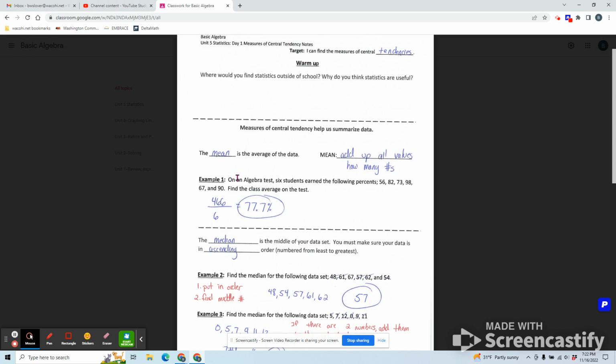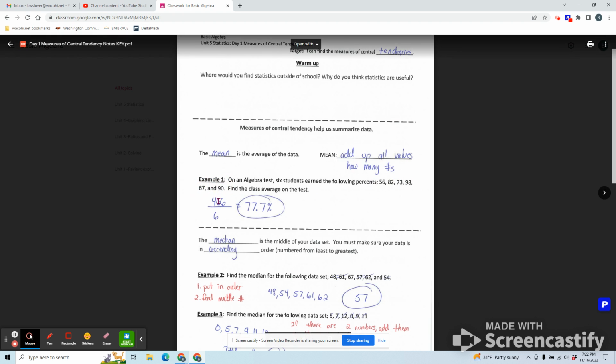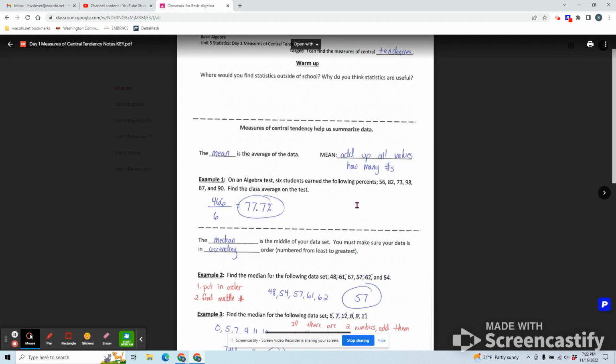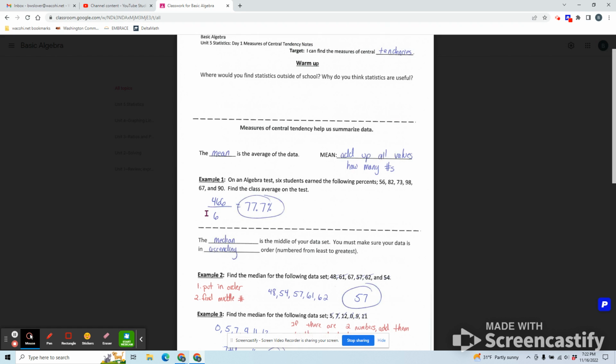So the first example says on an algebra test, 6 students earn the following percents: 56, 82, 73, 98, 67, and 90. We're going to add all of those percents up. We get 466. And then we're going to divide by how many data points we have or how many tests we had, which was 6. So 466 divided by 6 gave us 77.7%.